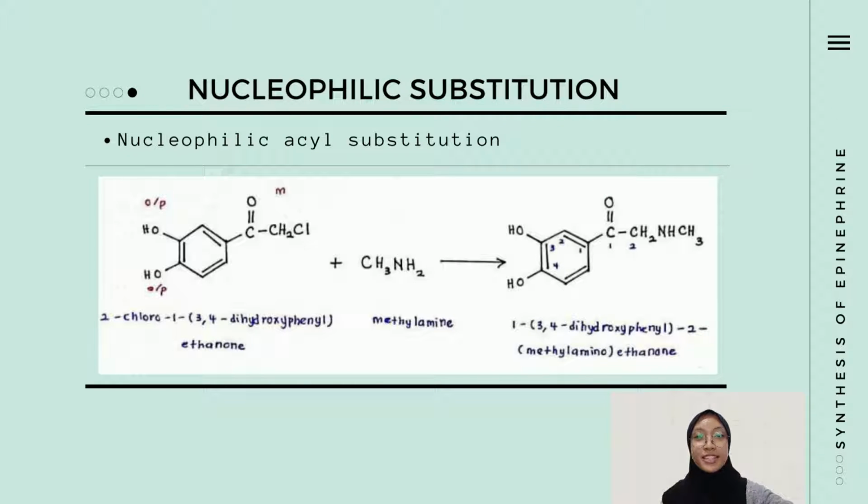Then the third step is methylamine acts as a neutral nucleophile to replace the chlorides in 2-chloro-1,3,4-dihydroxyphenyl ethanol, and the product is 1,3,4-dihydroxyphenyl 2-methylamino ethanol. This reaction is called nucleophilic substitution, or to be specifically nucleophilic acyl substitution.